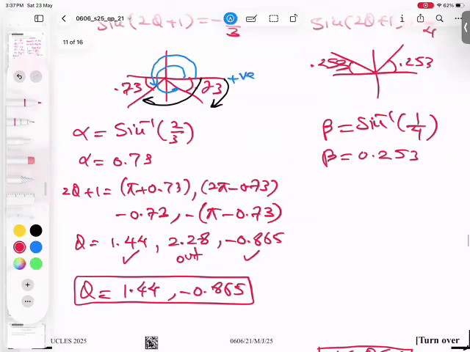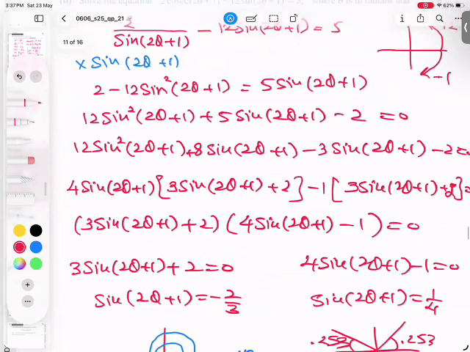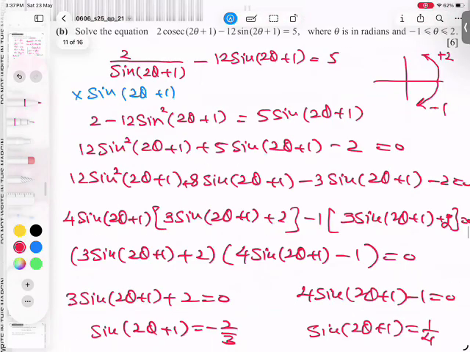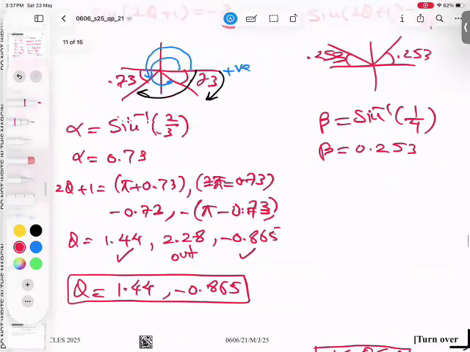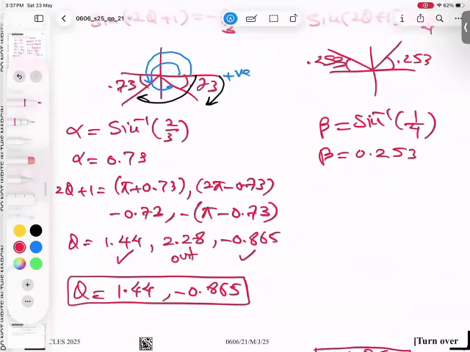Okay, and did he mention 3 dp or 1 dp? One minute, let me check. Not mentioned. So 3 SF is the best idea. So this is done, and now I'm going for the next part here.